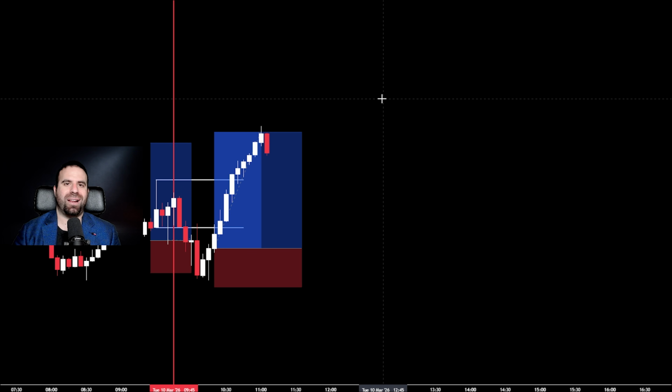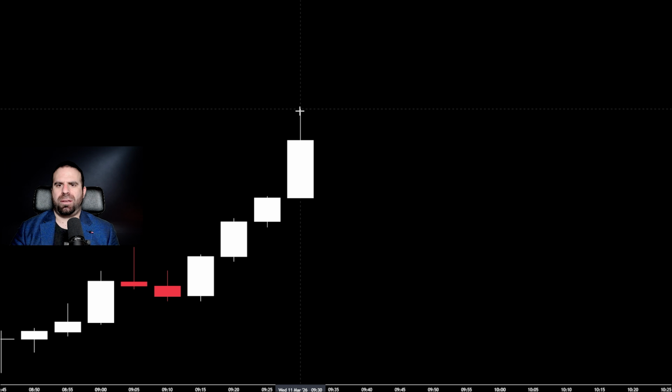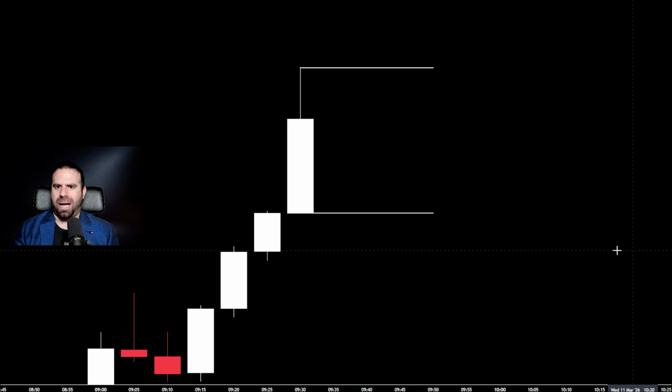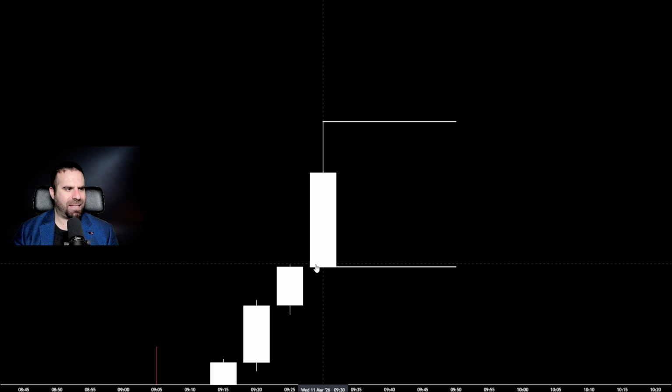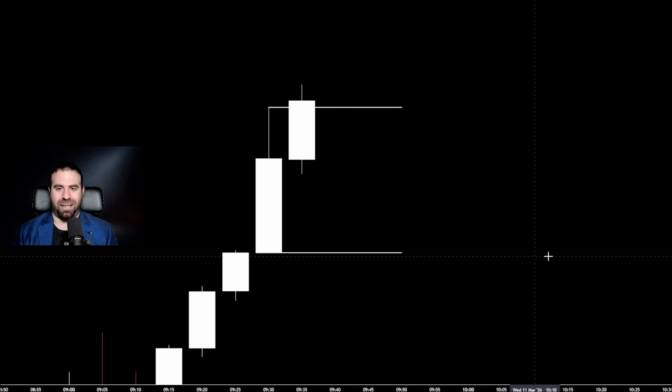Let's check out the next day. Here we are, next day, Wednesday, 9:30, March 2026. We highlight the high and the low. We don't care if the candlestick has any wicks. And we will move forward and see if the high or the low is broken first.